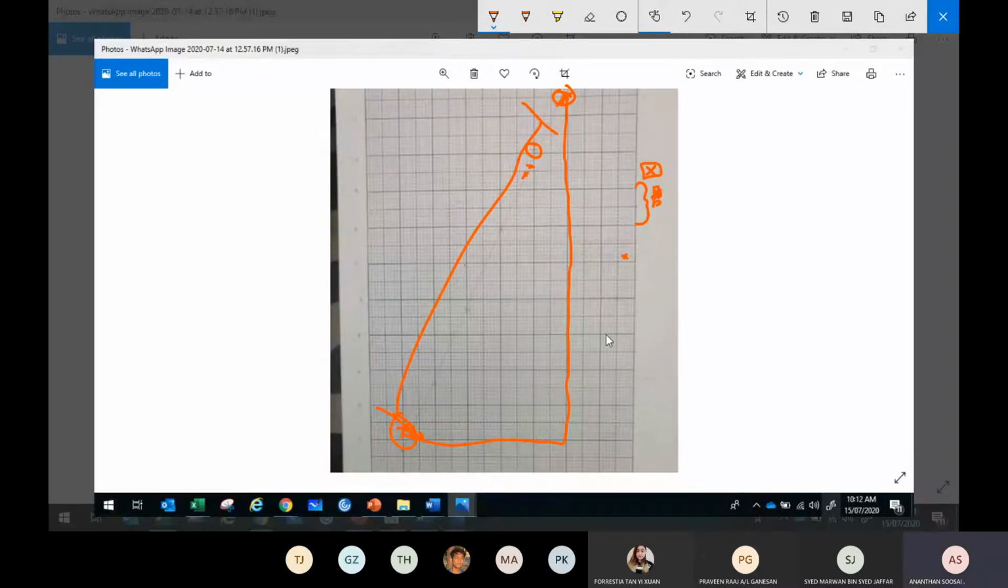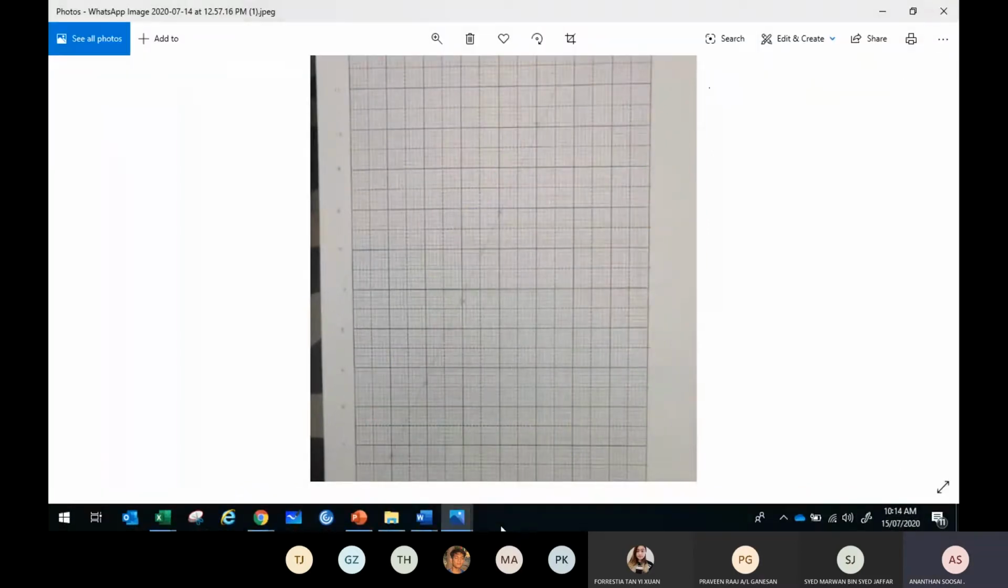Okay, so overall, I think this one is getting 4 out of 4, assuming that the point you took is quite far away for the gradient. Okay. Any questions? No?